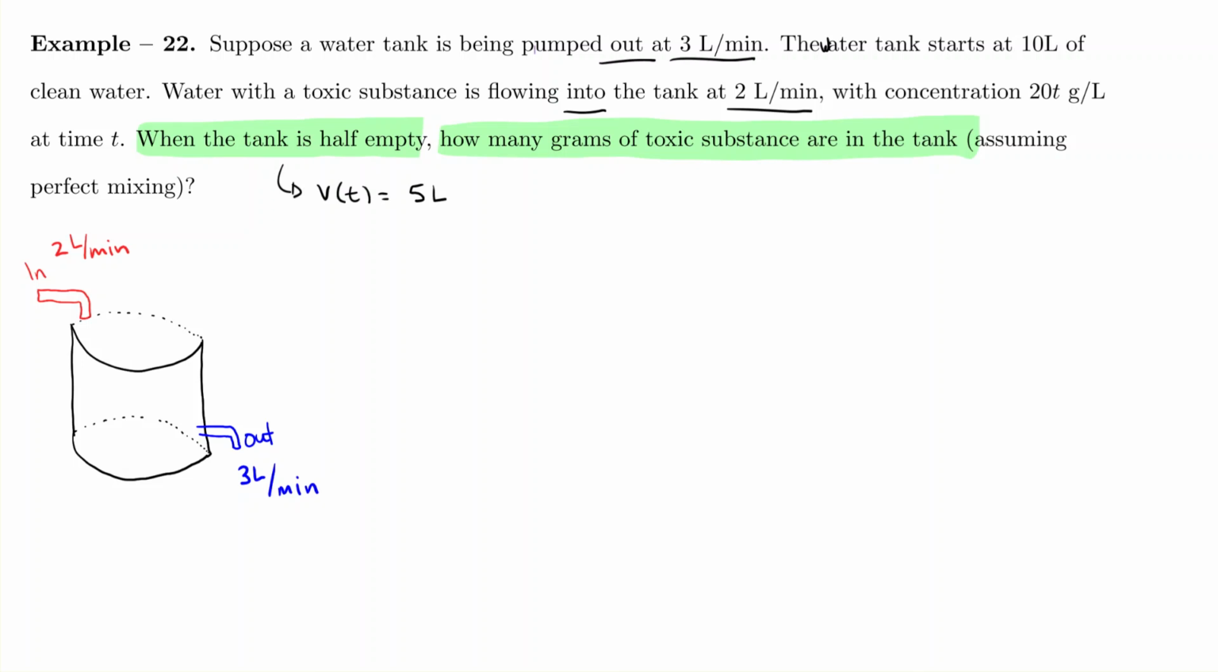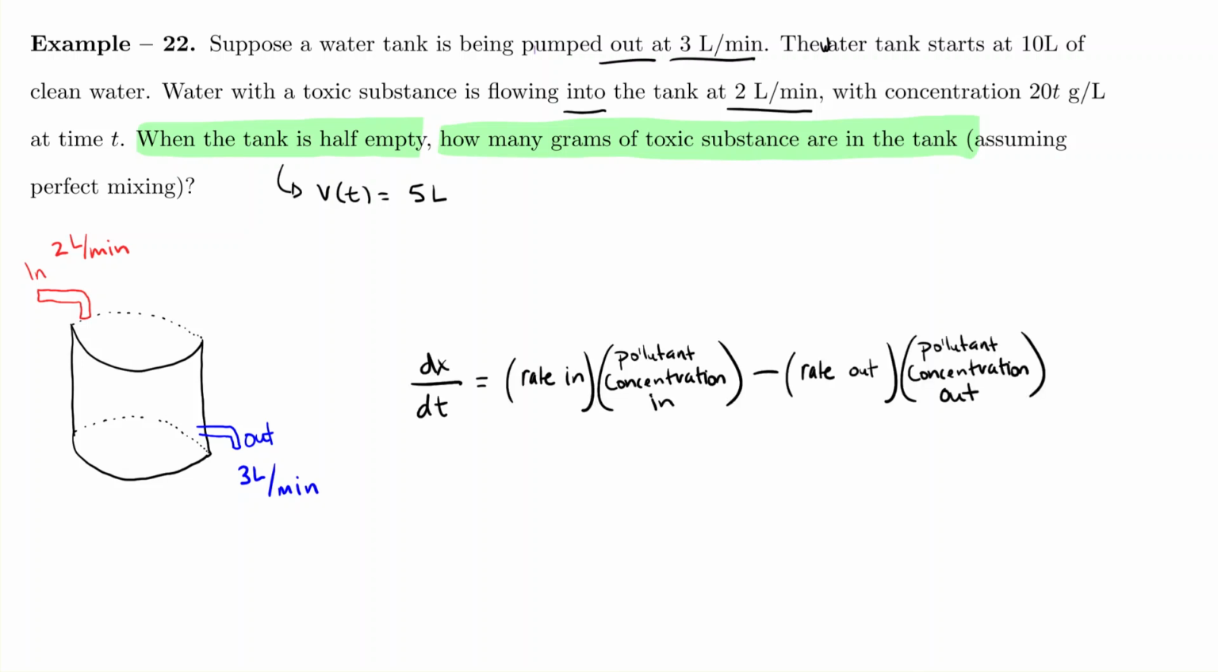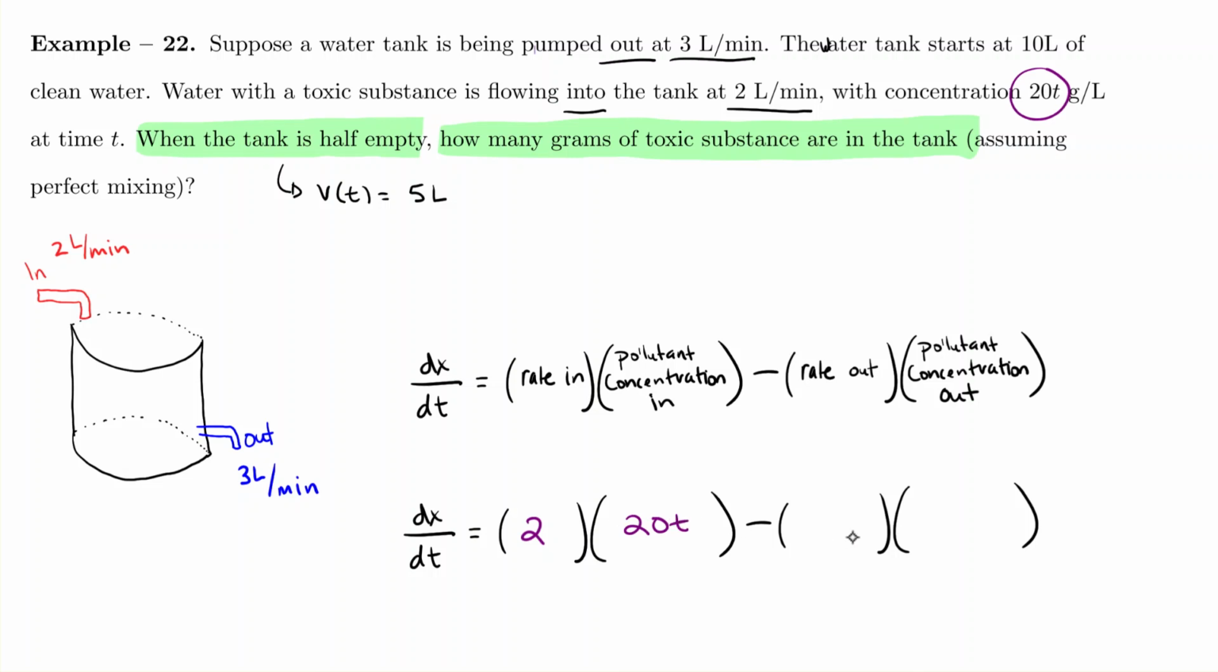So we know our general rate of change of the amount of the solute in the tank at time t can be given by the rate in times the pollutant concentration in minus the rate out times the pollutant concentration out. So for our particular problem, the rate in is 2 liters per minute. We were told our concentration is 20t. Our rate out we know is 3. And then our pollutant concentration, we know that's going to be the amount at time t, which we will just say is our x, divided by the volume.